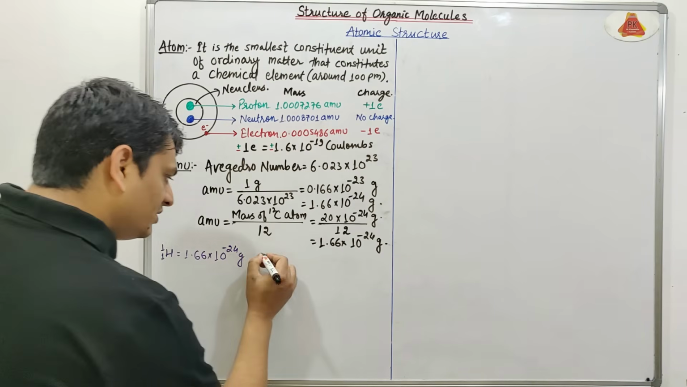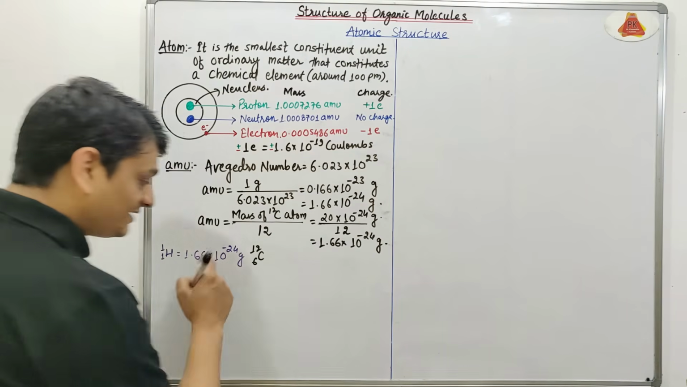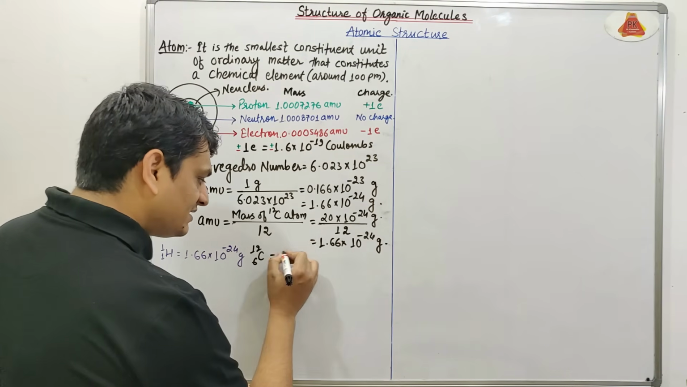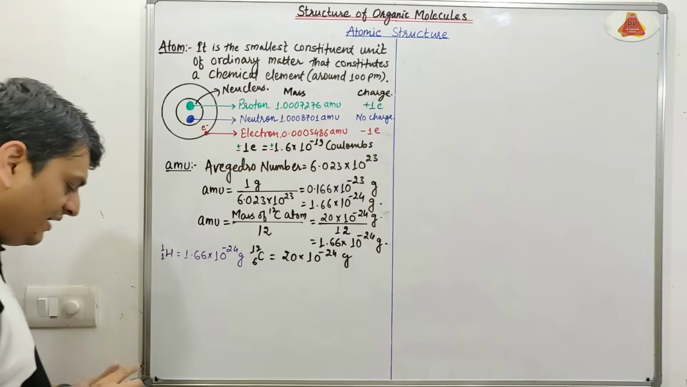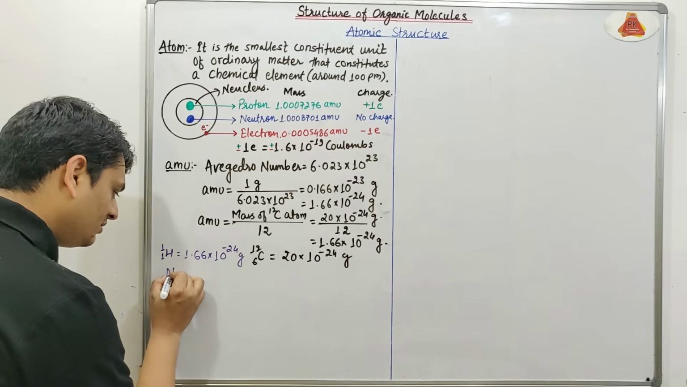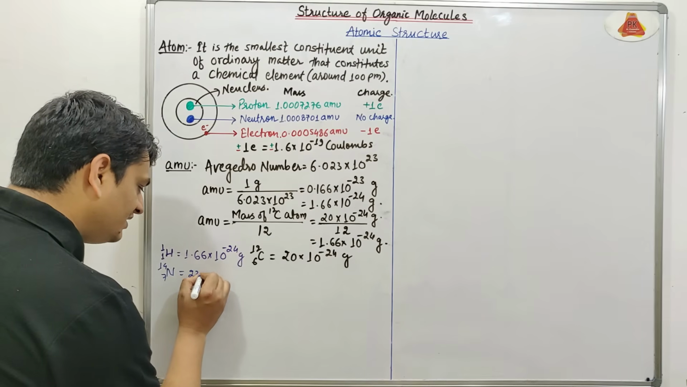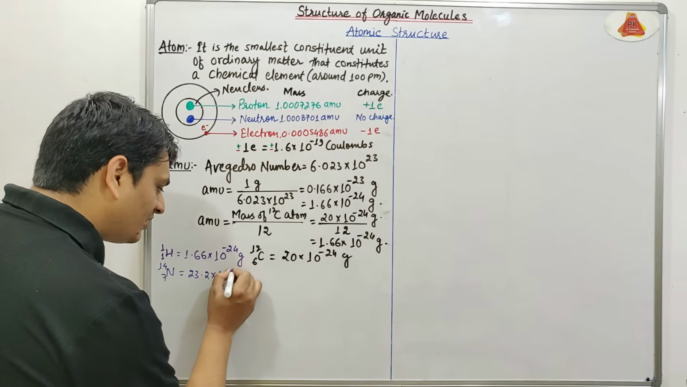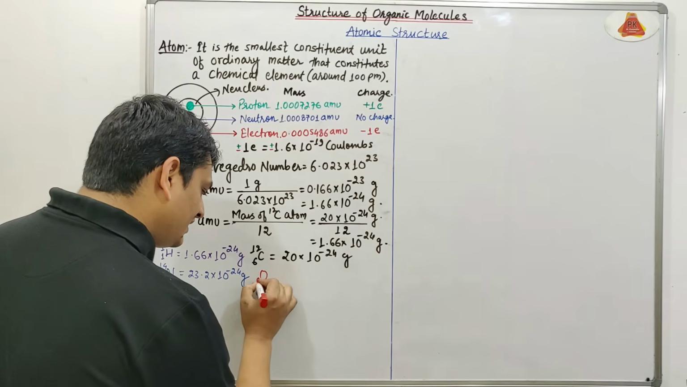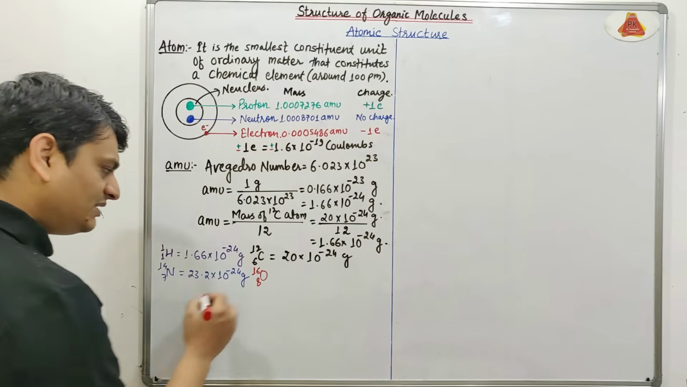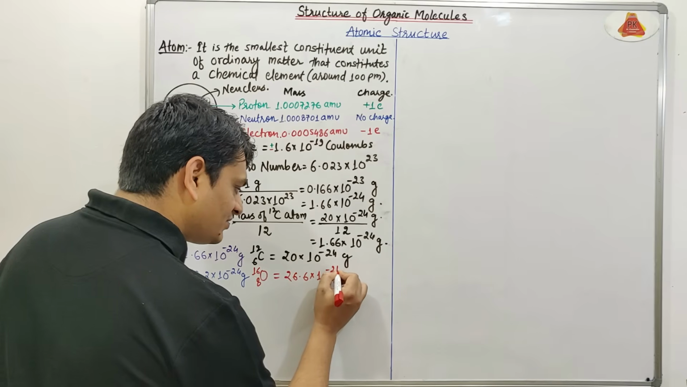If we are talking about carbon 12, that is 6 and 12, atomic mass is 12, so it will be equal to, it is given, 20 into 10 to the power minus 24 gram. If we are talking about nitrogen, that is 14, mass is 14, so it will be equal to 23.2 into 10 to the power minus 24 gram. And if we are talking about oxygen, that is 8 and 16, the mass of this oxygen will be 26.6 into 10 to the power minus 24 gram.